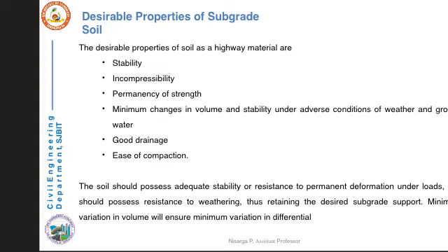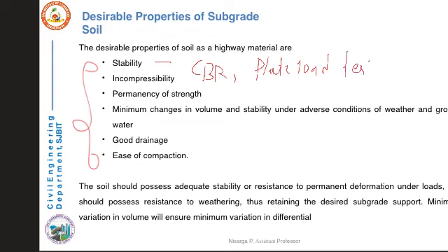So, considering all these things, we have to check whether the given soil possesses the required ability as a subgrade material or not. This needs to be assessed before we choose any soil as the subgrade material. Some of the tests conducted to determine the stability or strength of soils are the CBR test, and the strength can also be assessed in terms of the plate load test.